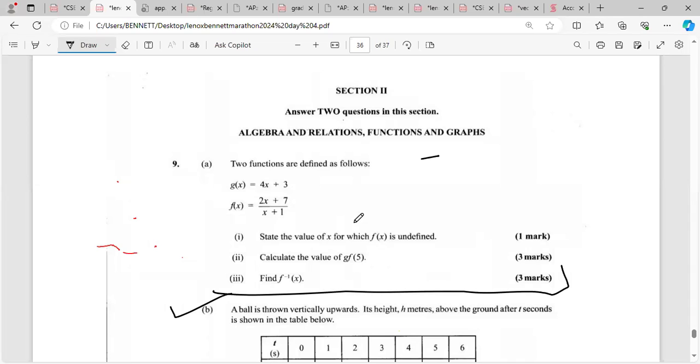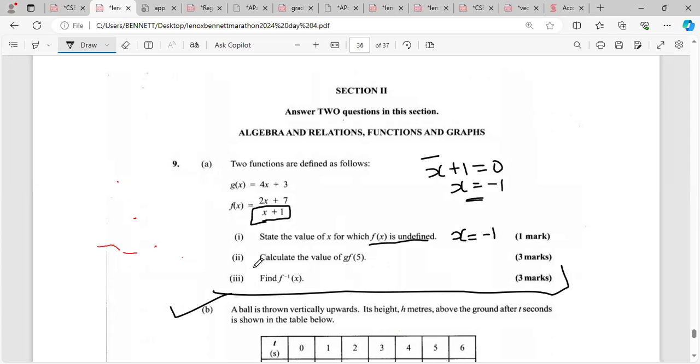Alright, so let's go now, guys. It says state the value of x for which f of x is undefined. Now, f of x is undefined when the denominator works out to 0. So for x plus 1, all we have to do is equate it to 0 and solve for x. Subtract 1 from both sides, so x is equal to -1. The function is undefined there. Remember, we cannot divide by 0. So this was the easy part.